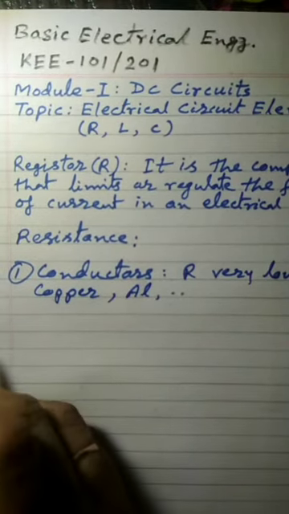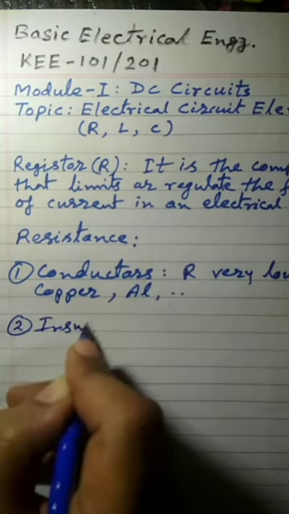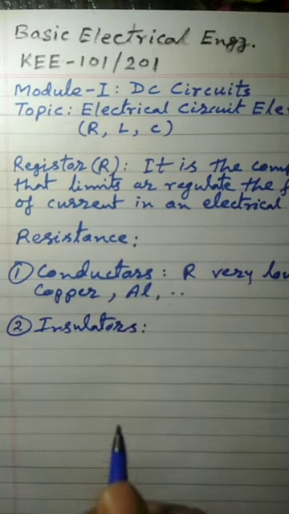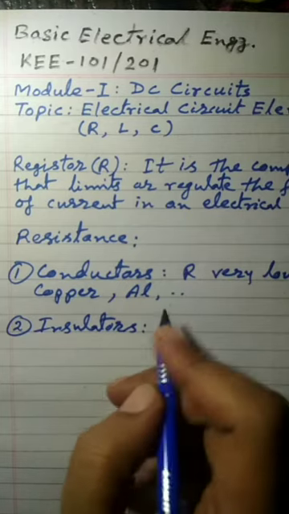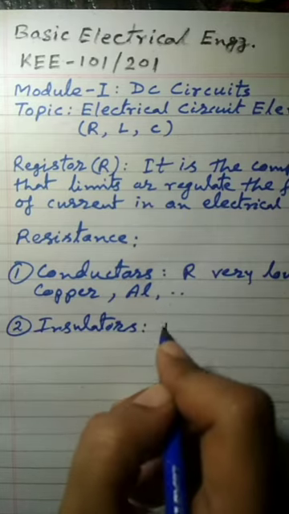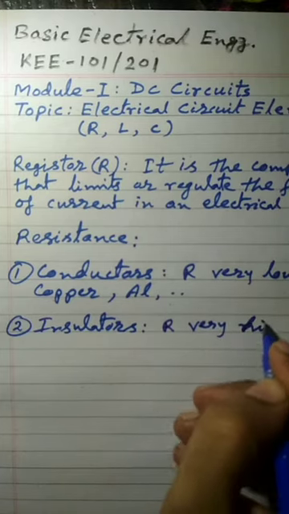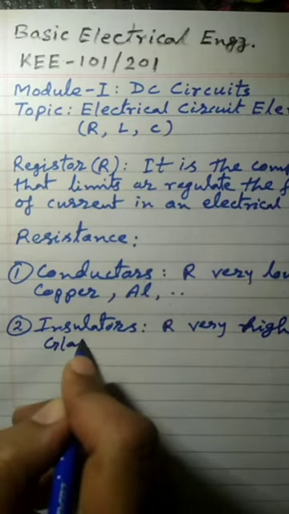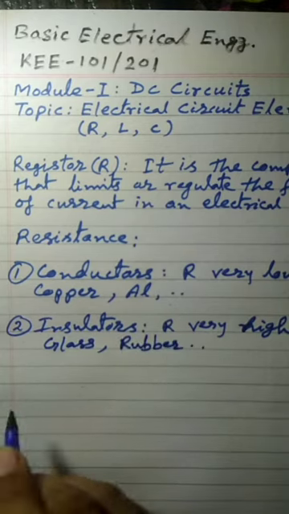The other type of material is called an insulator. It is the material that offers very high or large resistance, where electrons cannot move easily. That means the material which has very high resistance can be considered as an insulator. For example, glass, rubber, etc.